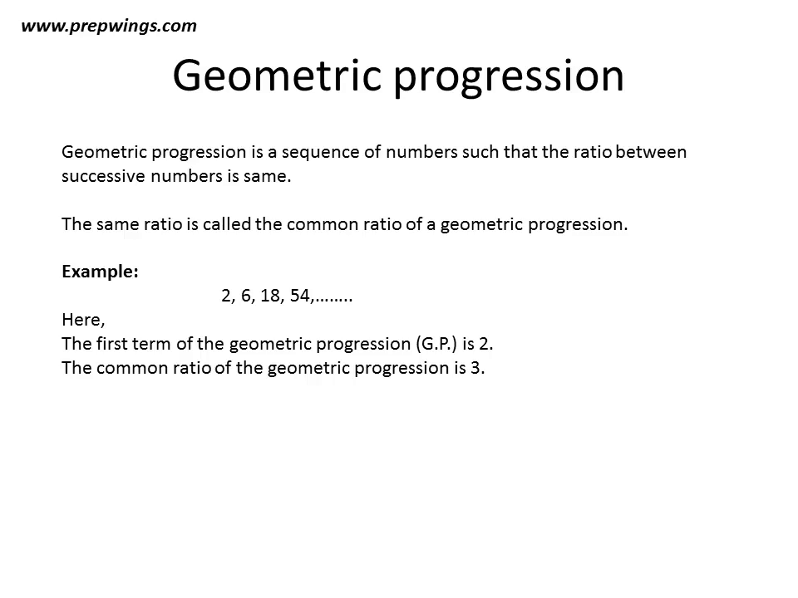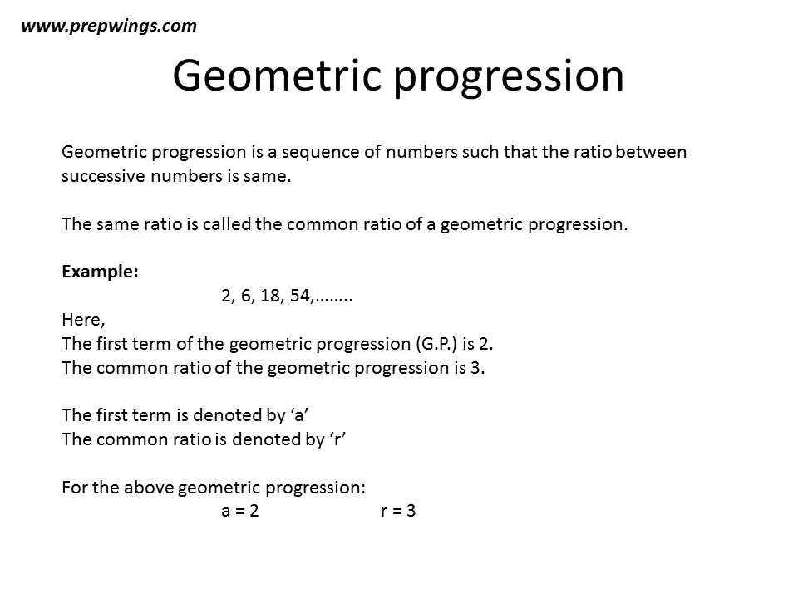What it means is 6 divided by 2 is 3. 18 divided by 6 is 3. 54 divided by 18 is 3. Okay, so that is why the ratio is common everywhere. So the common ratio of this GP is 3. Now the first term is denoted by A in a GP and the common ratio is denoted by R. So for the above GP, what we can say that A is 2 and R is 3.